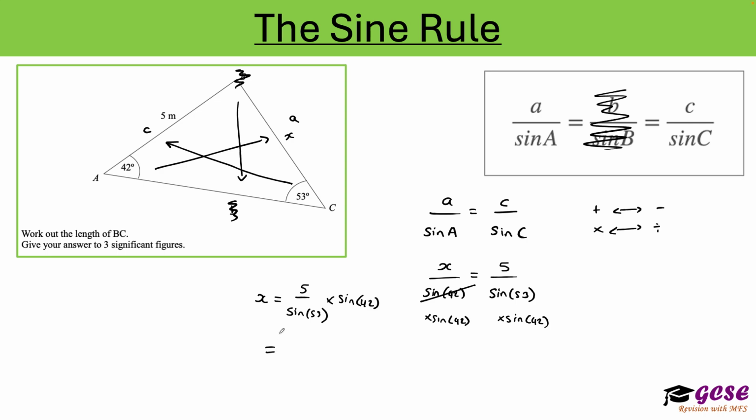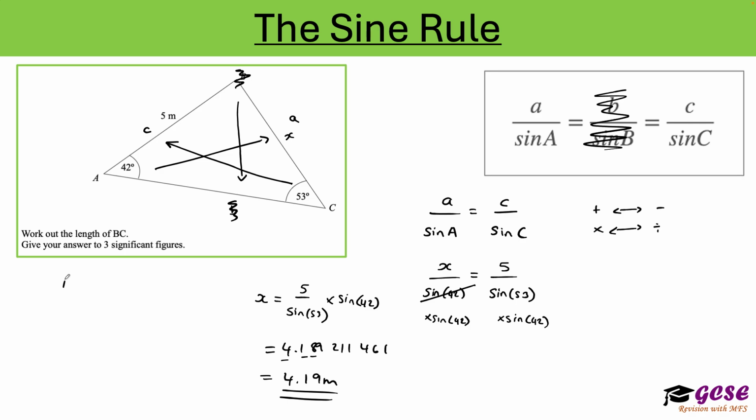Okay, and this we can just type into our calculator. So we've got 5 over sine 53 multiplied by sine 42, and that's going to give us an answer of 4.189211461. The question does say to 3 significant figures. So we're going to count the significant figures: 1, 2, 3. The number after that rounds up, so this is going to be 4.19 meters. Okay, and that's how you use the sine rule.